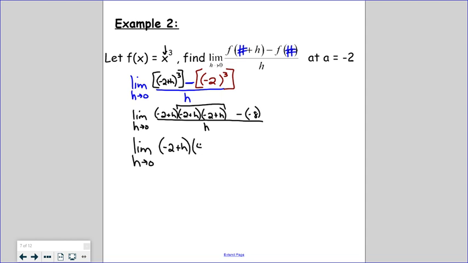FOIL this, I would get, let's see, 4 minus 4h plus h squared. Minus a negative is plus. And then we were going to distribute. So I distribute the negative 2, and then I distribute the h, which is going to give me 6 new terms as I do that.